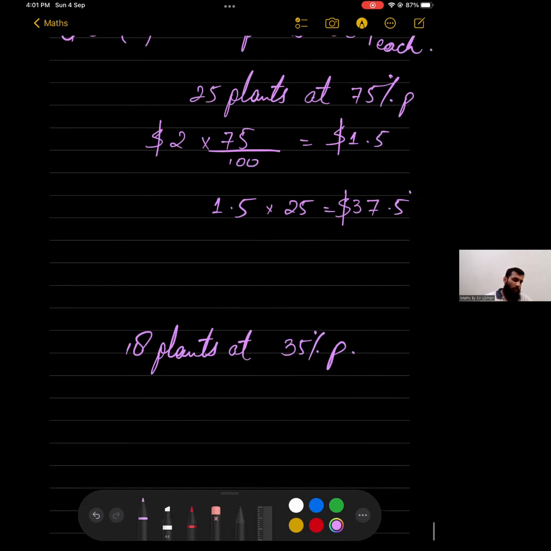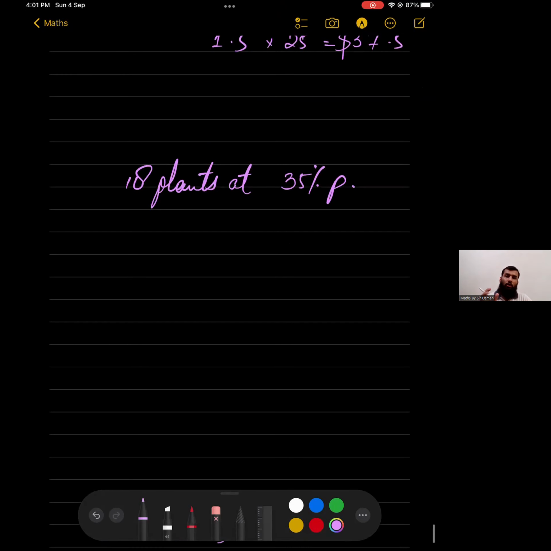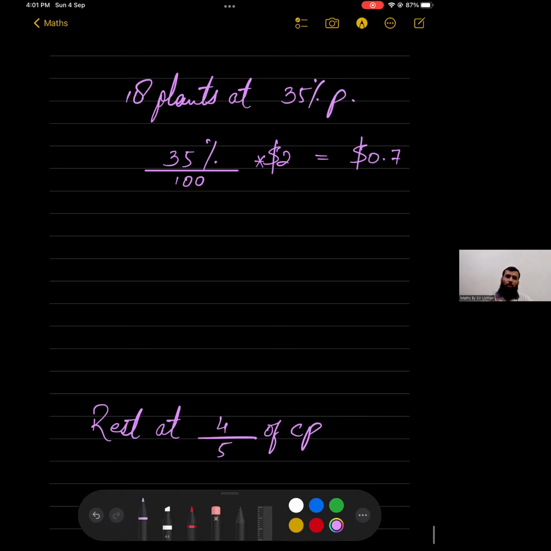Now what I need to do is I need to figure out the profit for 18 plants as well. So 35% मेरा profit है and that is of $2. तो आपने $2 का 35% निकालना है which is going to be probably $0.7 each. तो एक प्लांट पे 0.7 का प्रॉफिट हो रहा है. We'll multiply that with the number of plants over here, which are 18.